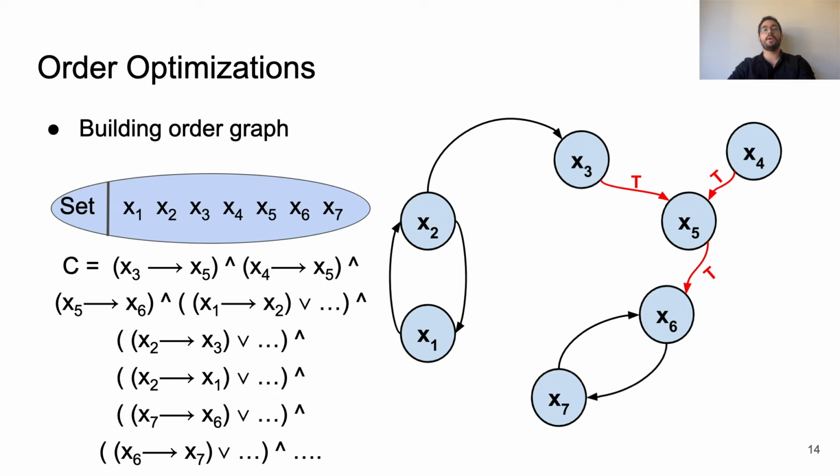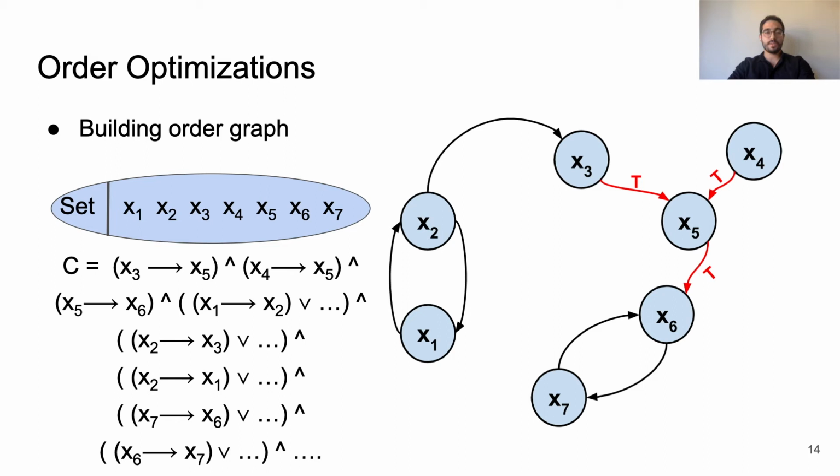For each item in the order set, there is a vertex in the graph. If order variables x1 and x2 are used in positive polarity, or order variables x2 and x1 are used in negative polarity, we will add the corresponding edge from vertex x1 to x2. This edge shows x1 may be ordered before x2.